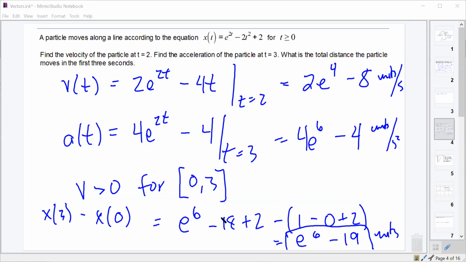I don't know, I thought I did that arithmetic right. You got negative 18, you got a plus 2, you got minus e to the 0, e to the 0 is 1, and then minus the 0, and then plus the 2. Yeah, I think it's minus 19. It's all right, Luke. All right, everybody good with that?